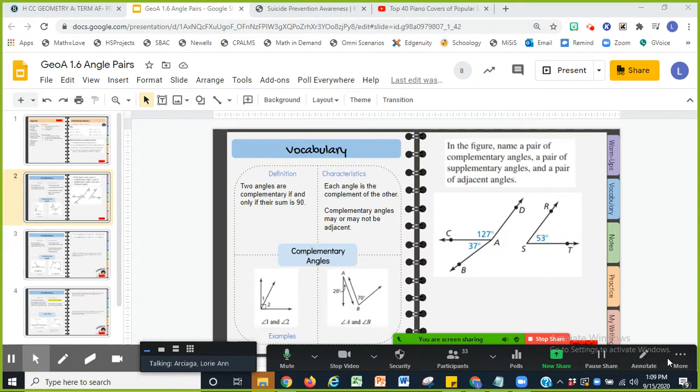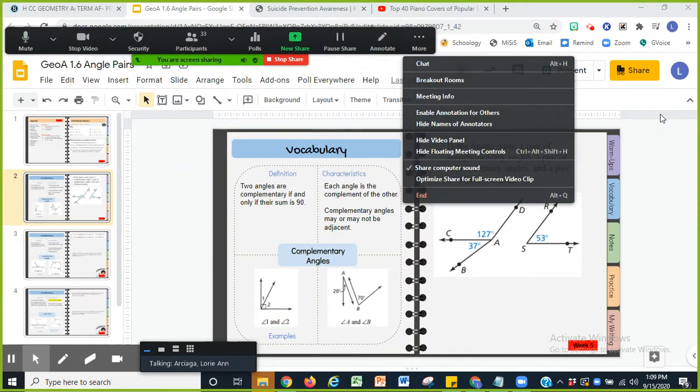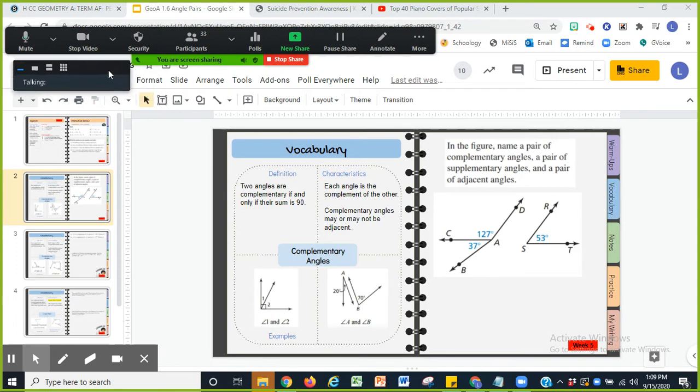In slide number 2 of your notes for today, we have here examples of complementary angles. And as you can see, complementary angles may be together or separate. So if you look at the examples at the bottom, complementary angles pretty much are based on the sum of their measurements. So if two angles, when added up, equal to 90 degrees, then we call them complementary angles.